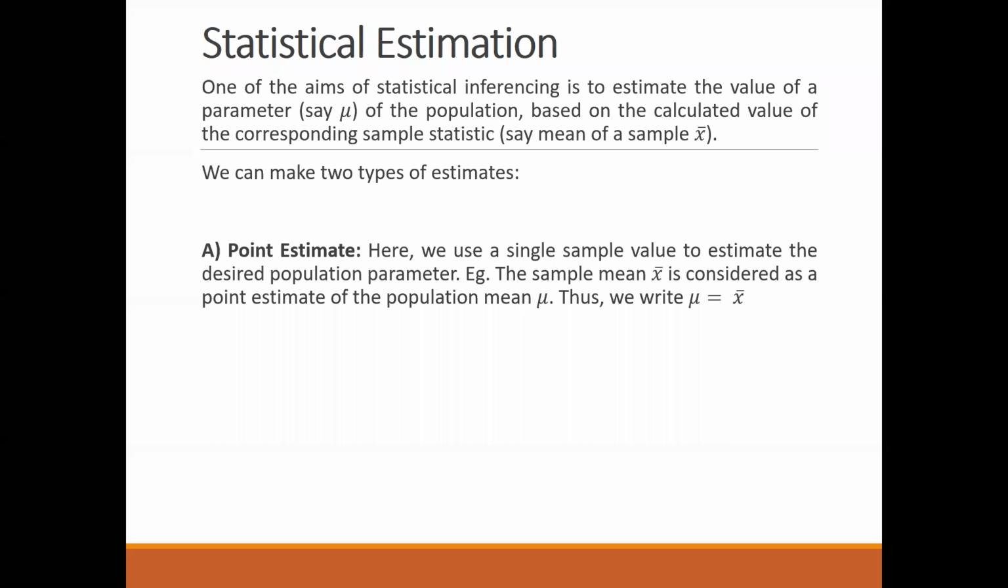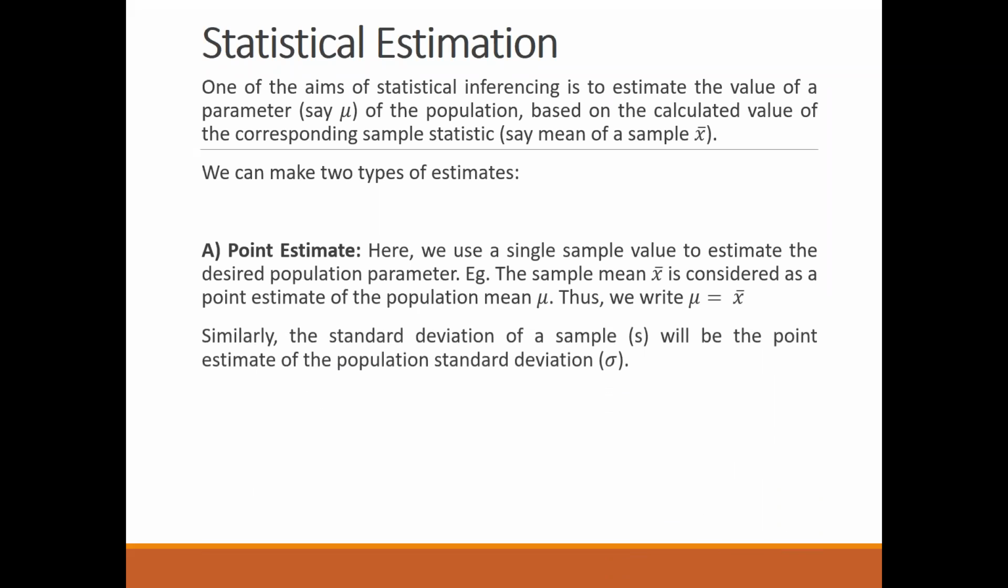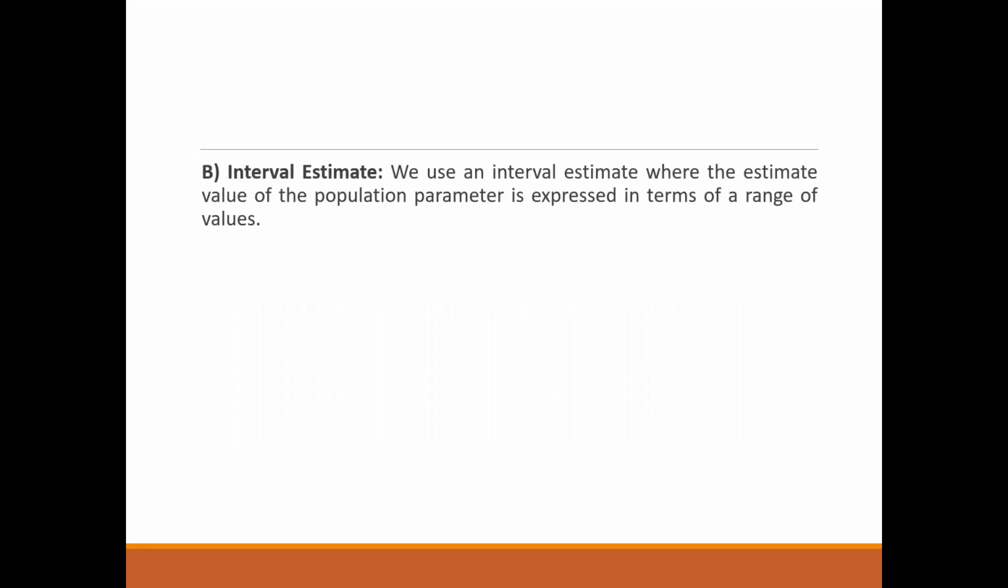wherein we may capture the value of a parameter at a particular interval, say from a point x1 to x2. If you remember, from a particular range, from one point to another, that is nothing but your interval estimate. So let us see the definition. The interval estimate is where the estimated value of the population parameter is expressed in terms of a range of values, from one point to another.